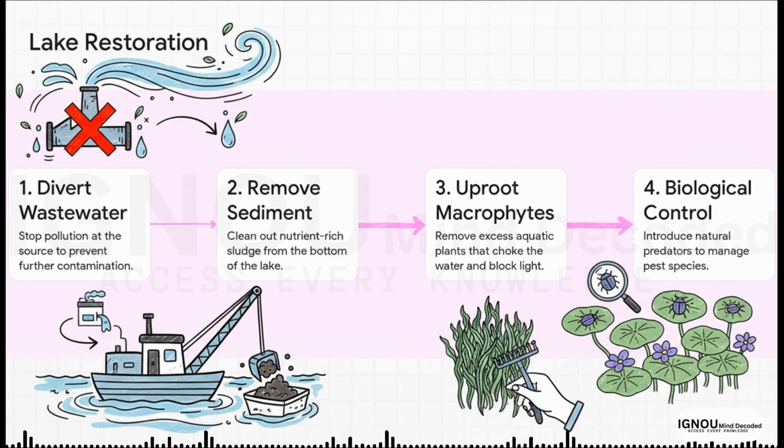And Step 4, you can get clever and use biological control. For example, if there's an invasive pest like water hyacinth, you can introduce its natural predator, like a specific beetle, to control it. It's like a full-on cleanup mission, from top to bottom.